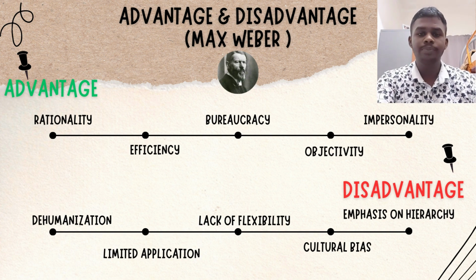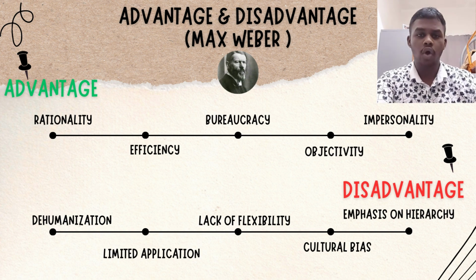The third one, impersonality. Weber's approach emphasized the importance of treating employees impartially and objectively rather than on the basis of personal relationships or favoritism. The fourth one, efficiency. Weber's approach focused on the efficient use of resources, including the specialization of labor and the use of technology to streamline processes. The last one was objectivity.